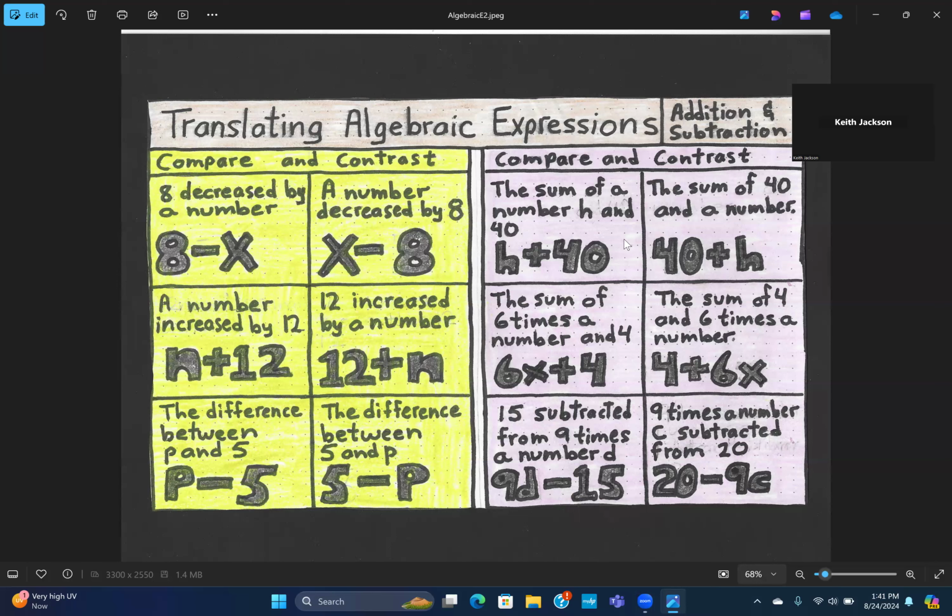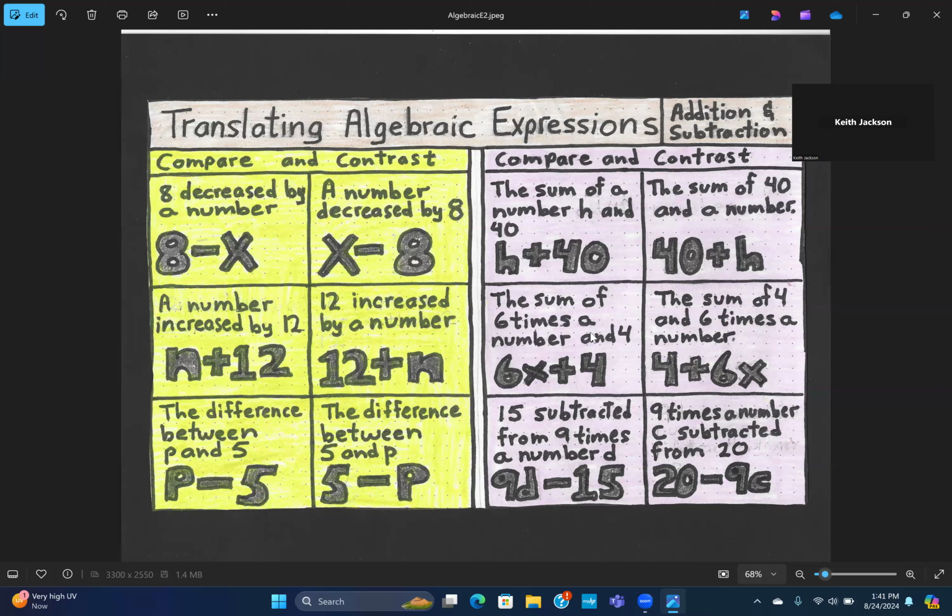Let's move on to the addition side, in which we're going to compare and contrast statements. Right here, we have the sum of a number h and 40. Again, we're just going to put that h out front, plus 40, h plus 40. That's what this statement means. On the other hand, the sum of 40 and a number, we're going to put the 40 out front, plus h.